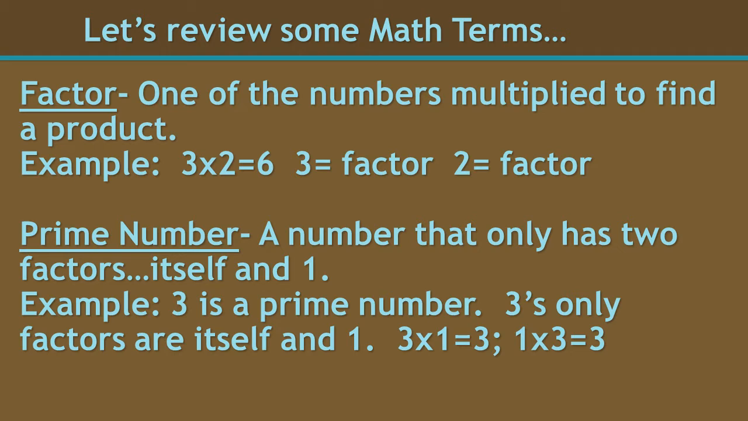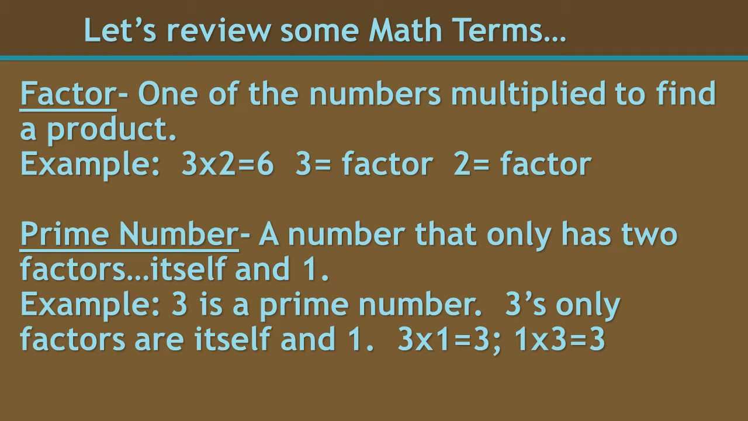The first thing we're going to do is review some math terms. The first term we're going to talk about is the term factor. Now, a factor is one of the numbers multiplied to find a product. So let's take a look at an example. Here is our multiplication equation. 3 times 2 equals 6. Now, in that equation, we see that both 3 and 2 are factors. And if we multiply them together, we get a product of 6. Just as a reminder, the product is the answer to a multiplication equation.